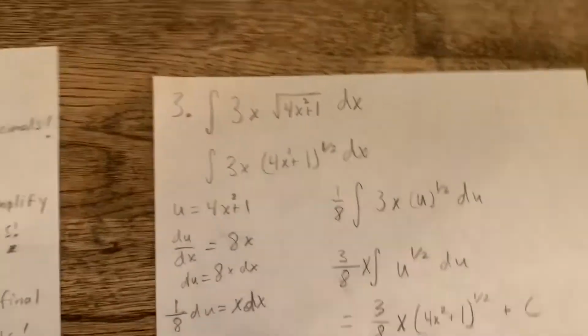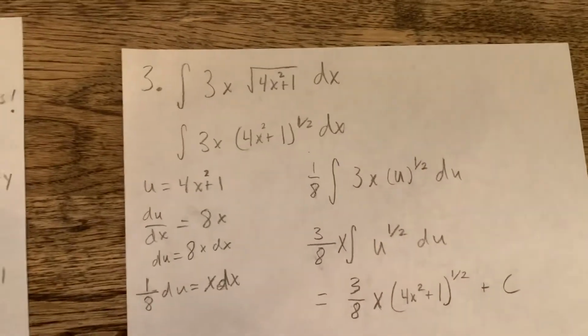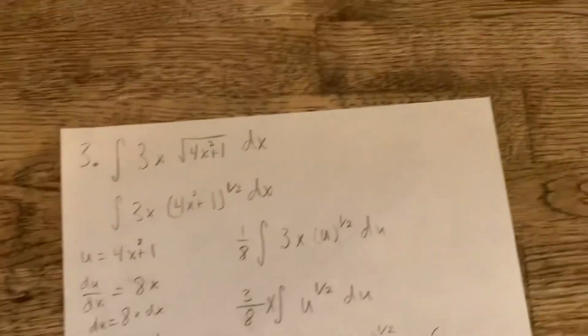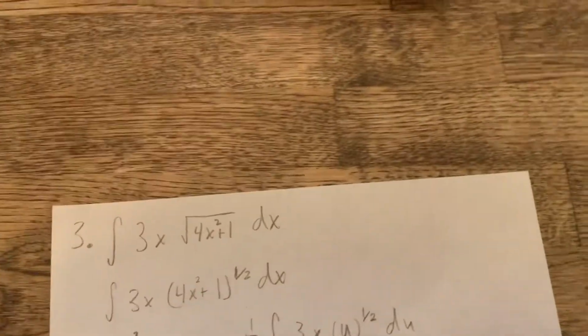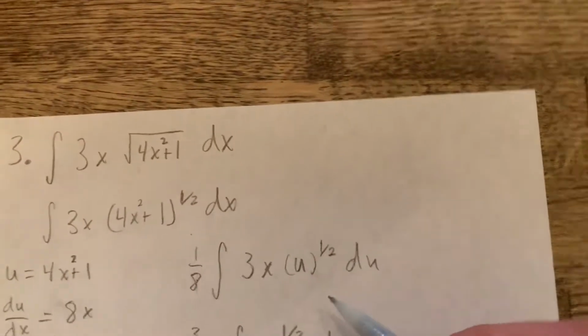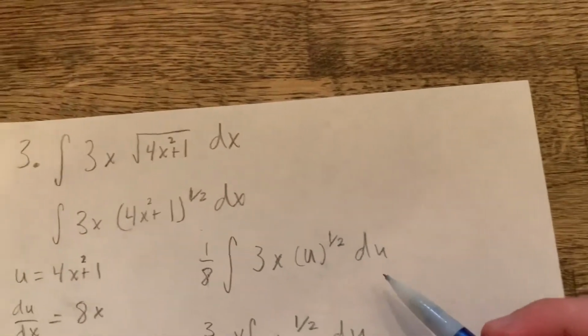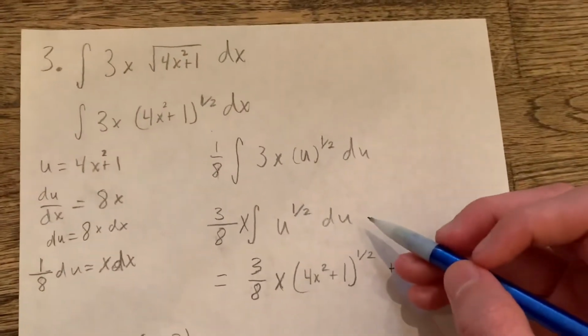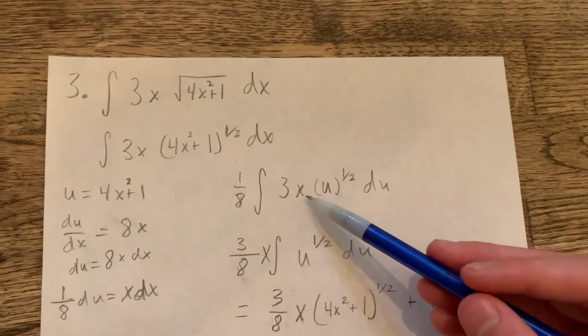And then again, we're going to want to pull out a 1/8 to start. So 1/8 du equals x dx. Then what we're going to do is take our 1/8 out and set up our u. And we're going to want to multiply the 3x.